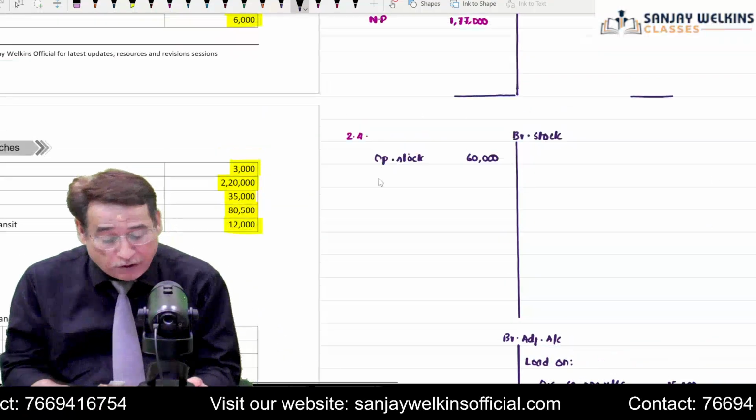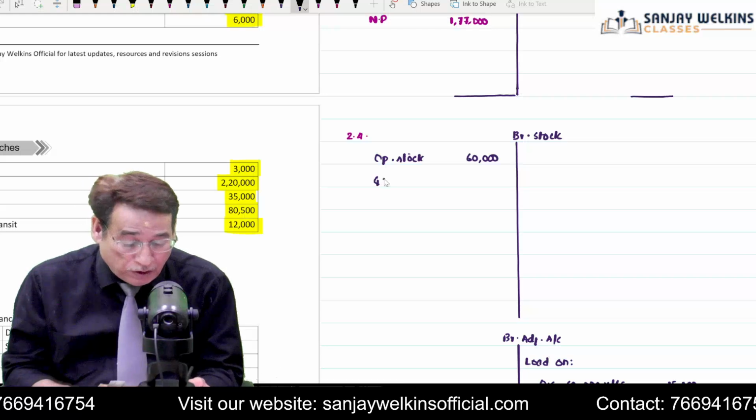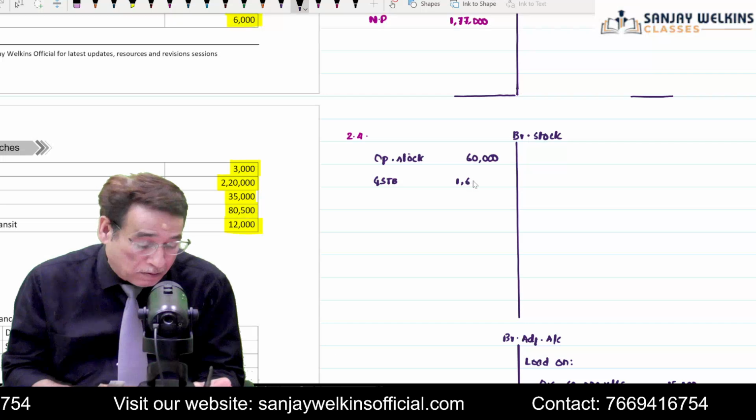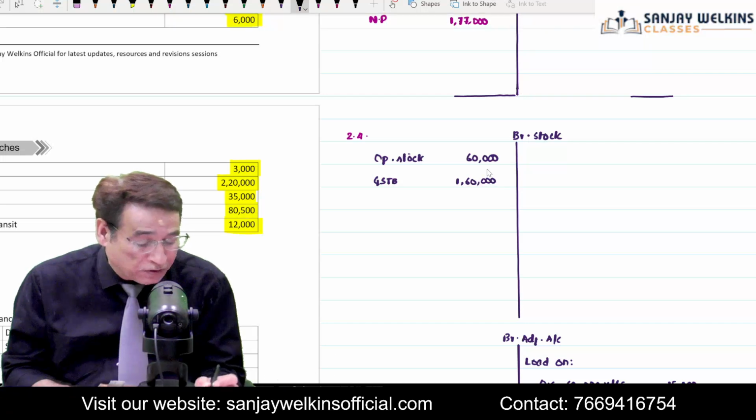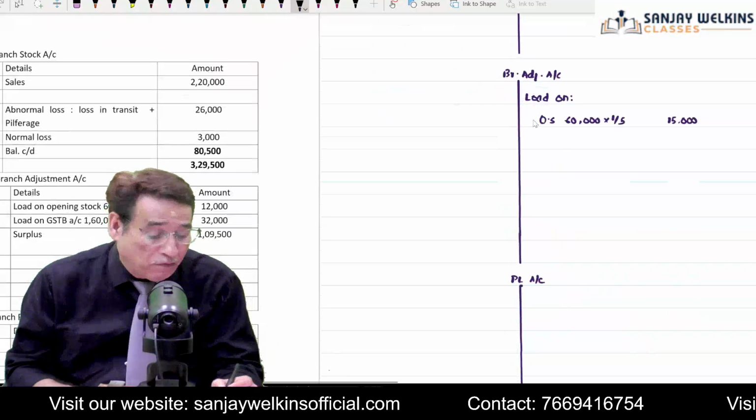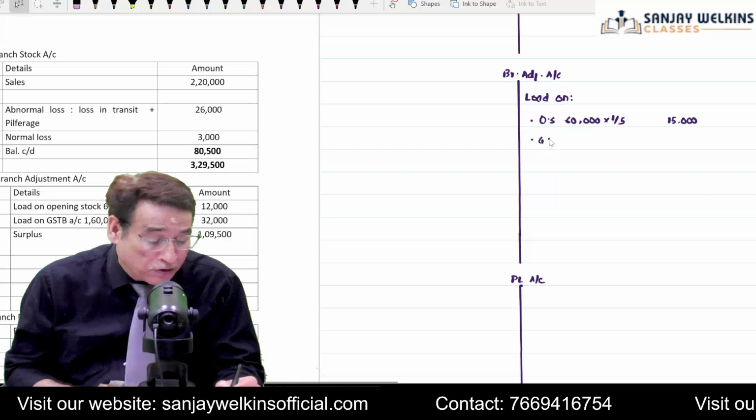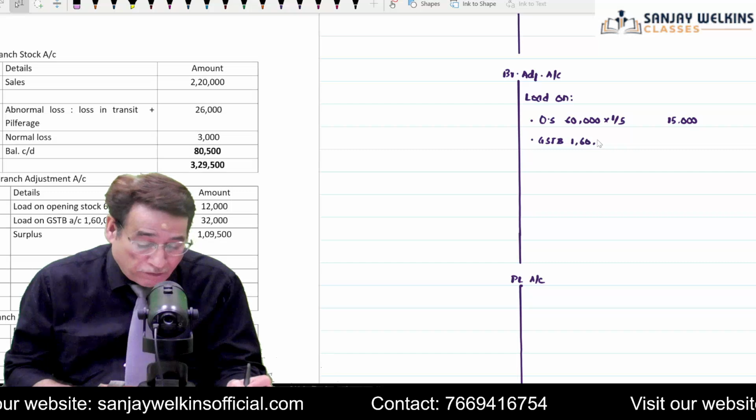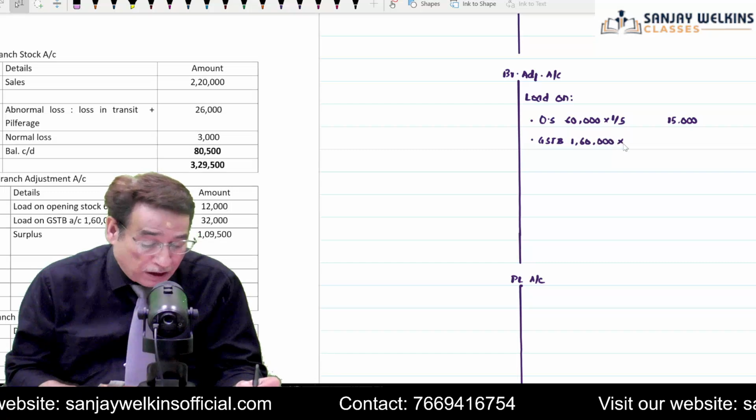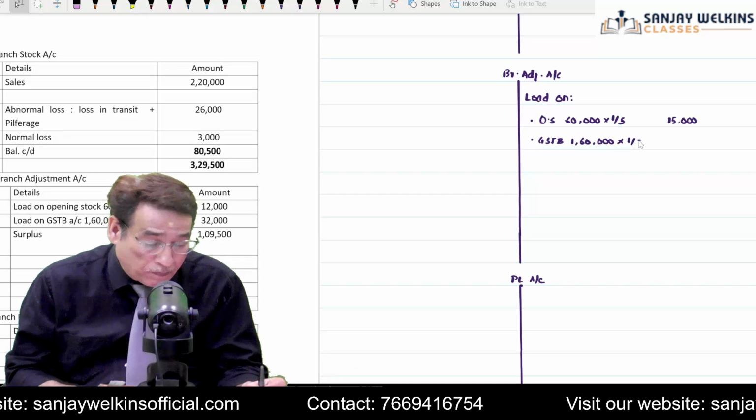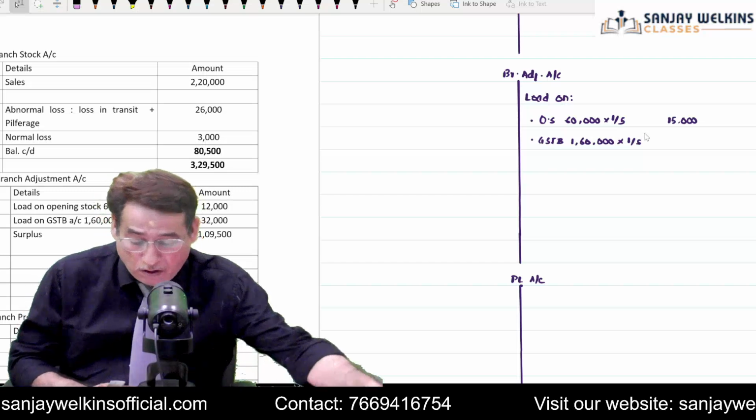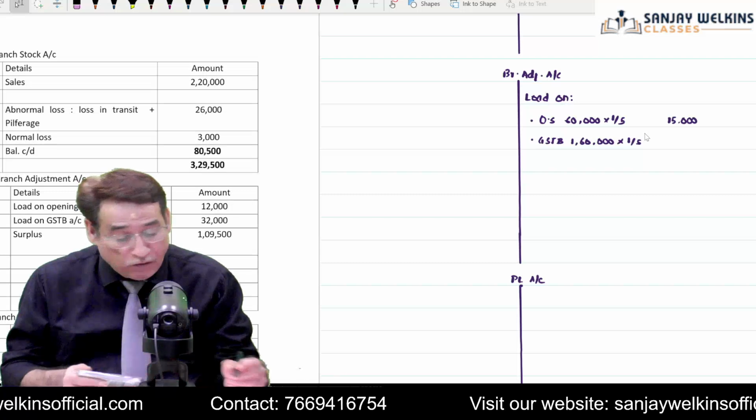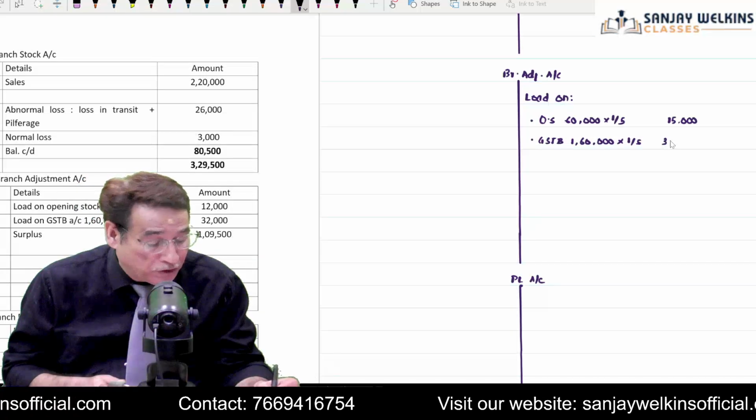Next item is goods sent to branch. Goods sent to branch given to you is 1,60,000. So you are going to write here 1,60,000. This is goods sent to branch. Again, we will write here load on goods sent to branch account. Now 1,60,000 into 1 by 5. I think it will be equal to 32,000. Let me check. 1,60,000 divided by 5 is equal to 32,000. So 32,000 will be the loading.